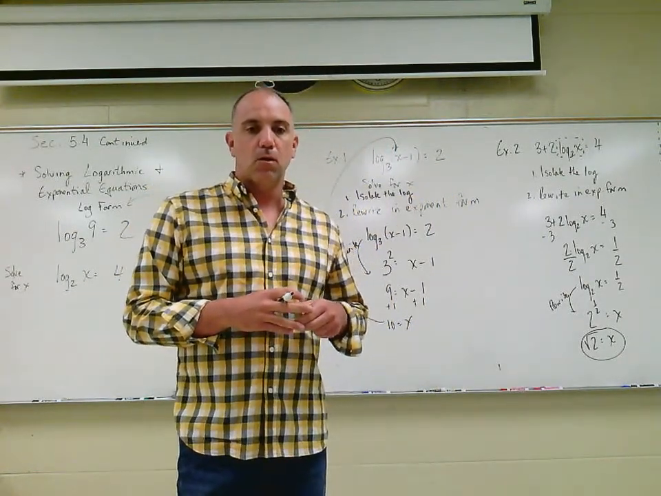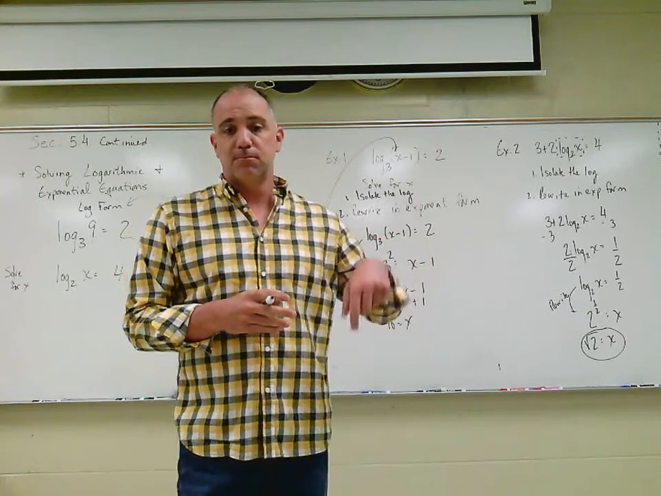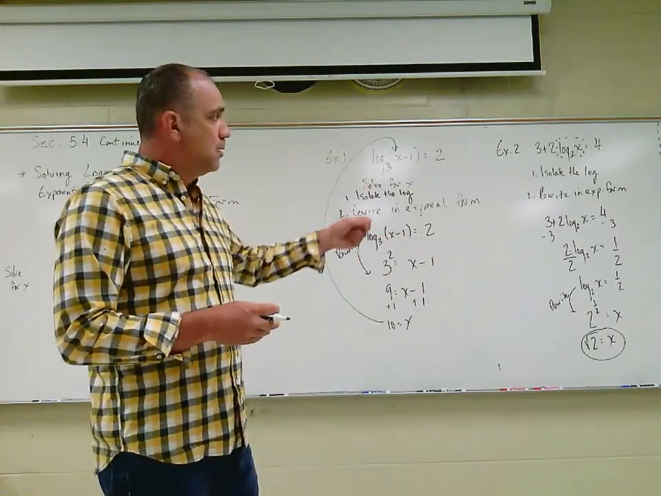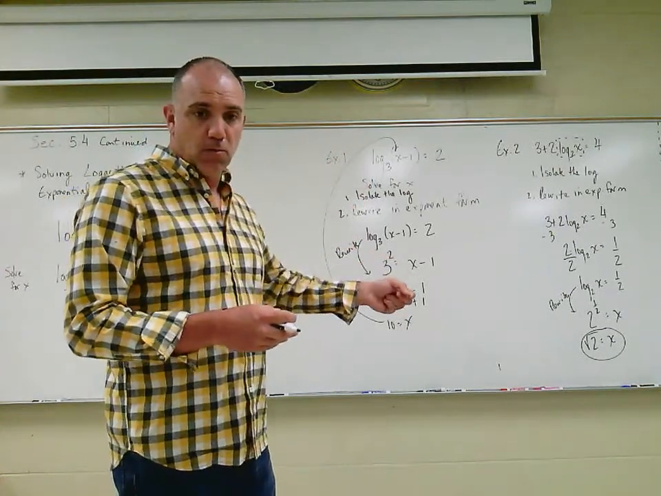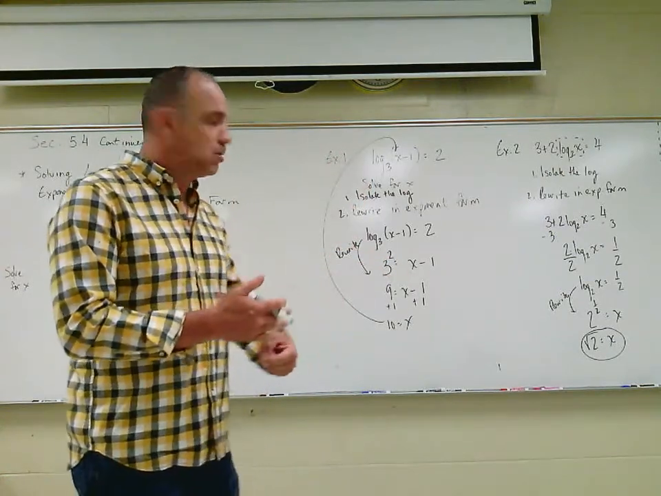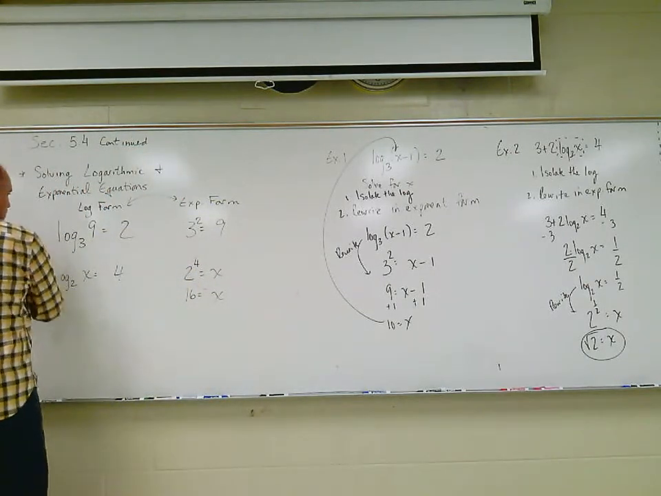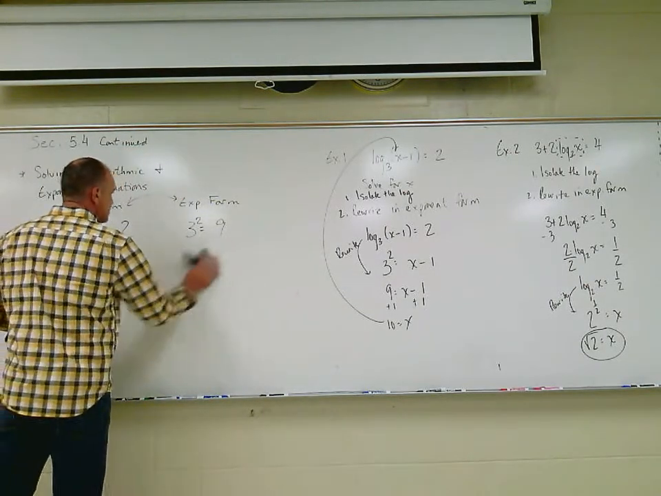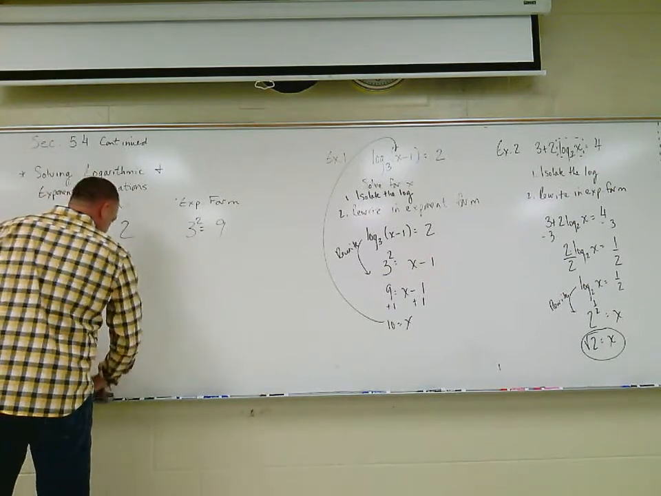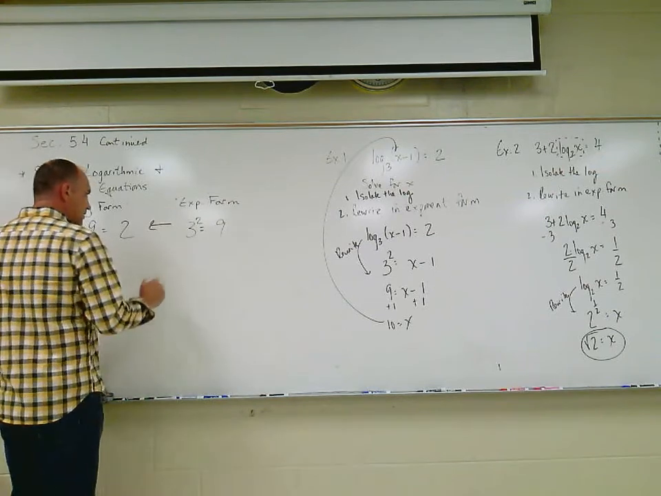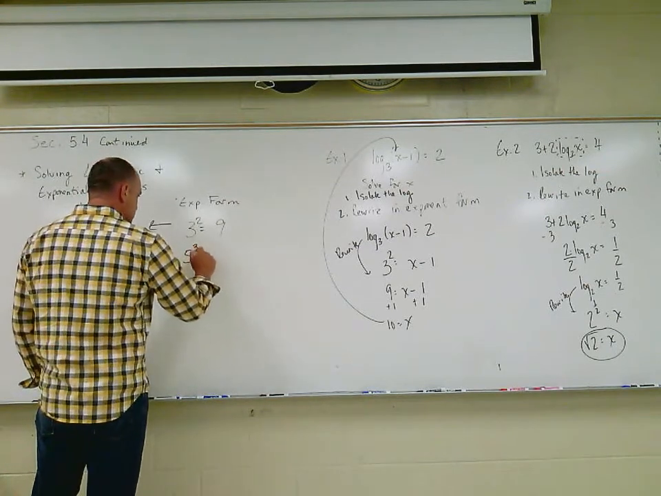So now we're going to basically do the reverse. We're going to solve exponential equations by getting exponent form and then rewriting it as a log. So let's look at how we would solve an exponential equation. Just like this, we know 3 squared is 9 is the same as saying this. If I had 5 cubed is 125.